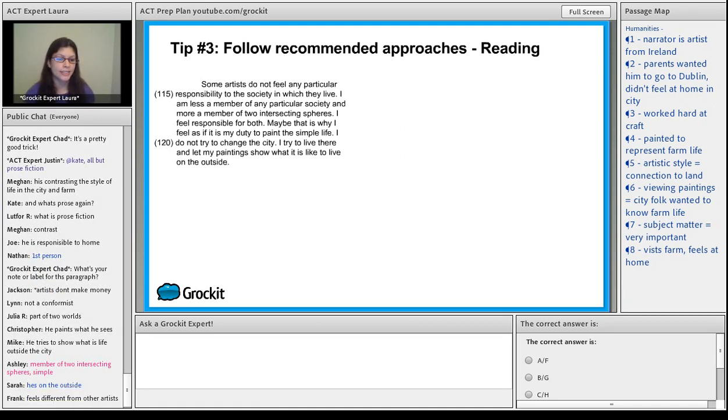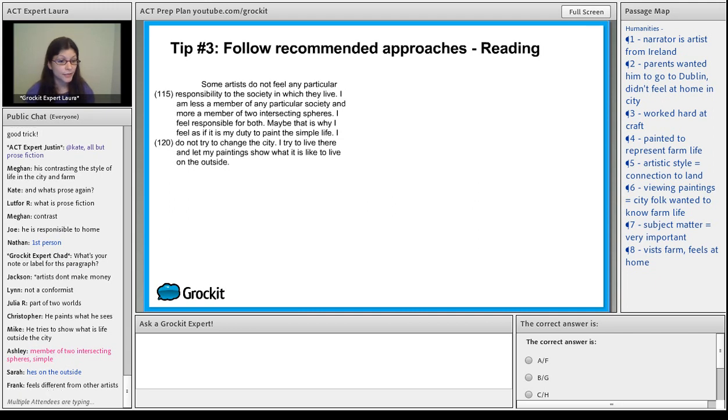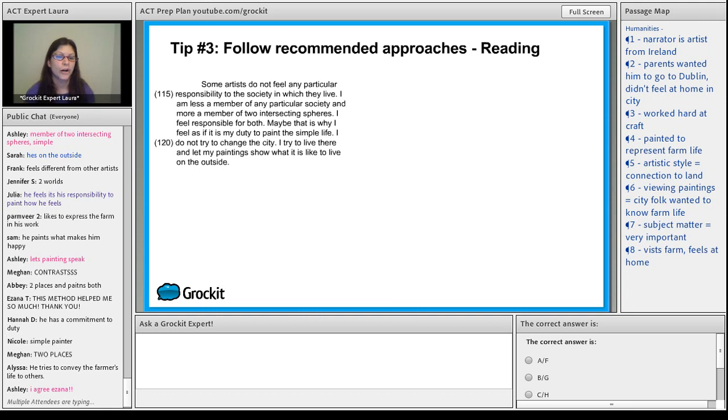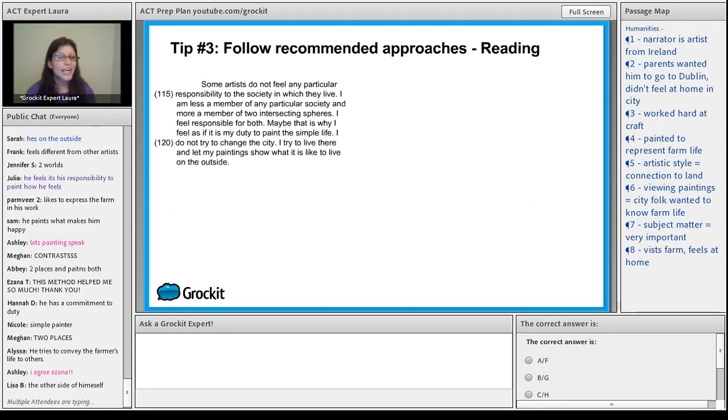Member of two intersecting spheres. Frank, he does feel different from other artists. Two different worlds, yes. And Julia, I'm glad you mentioned the idea of responsibility. He does try to express the farm. Parmveer, that's exactly right. Oh, Azana, I'm so glad to hear that. He feels like he has a commitment because if you think about where he's living now, he's in the city. He may meet other people similar to him, but nobody's exactly like him. I'm guessing very few people are from the potato farm and they had a family who said, okay, you're 14, out of here. It's the other side of himself.